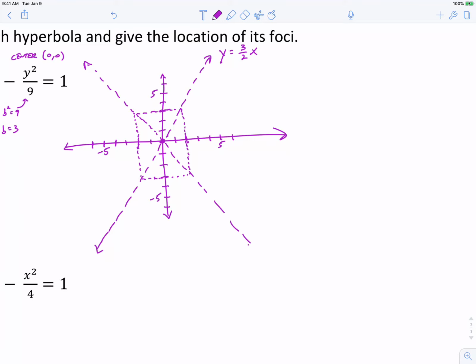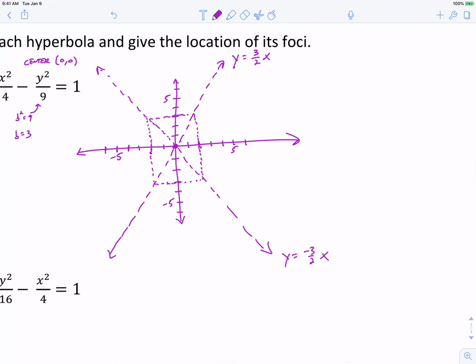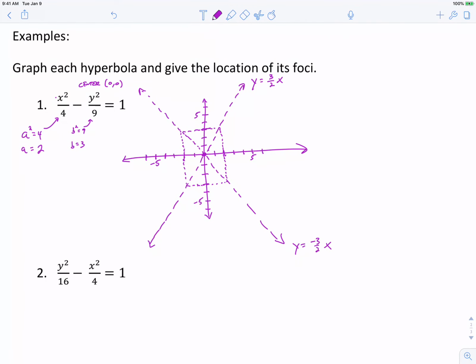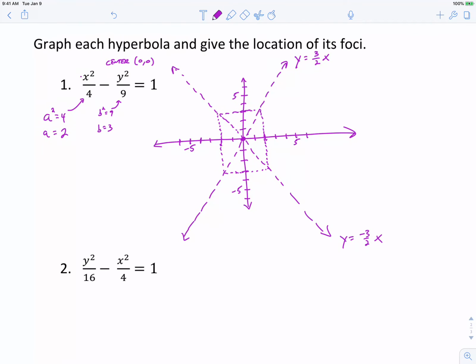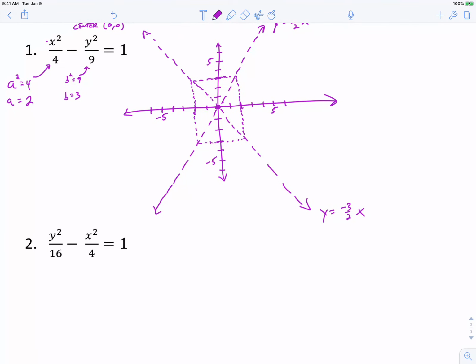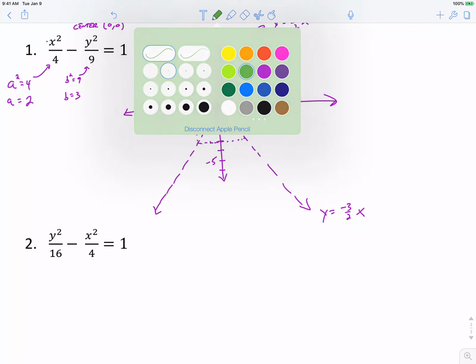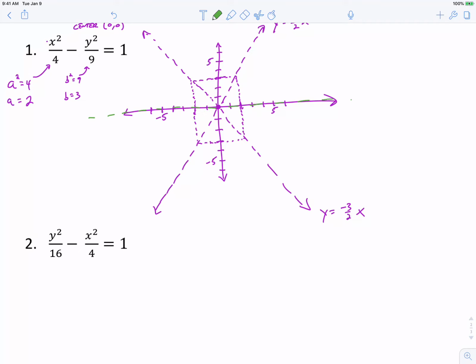And then here's my other one. That's going to be y equals negative 3 over 2x. We don't need these equations in this example, but some questions I'll ask for the equations of the asymptotes. Now the question is, which way do the branches go? The branches always go in the orientation of the positive guys. Since the x squared is the positive one and the y squared is the negative one, the branches are going to go horizontally. That transverse axis is going horizontally.